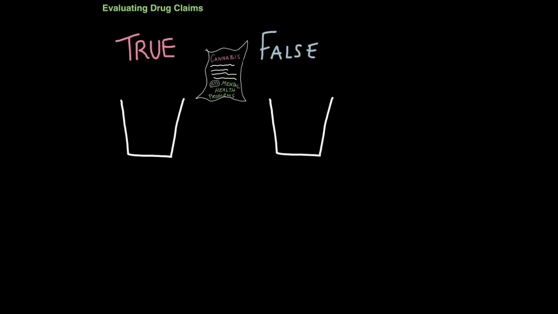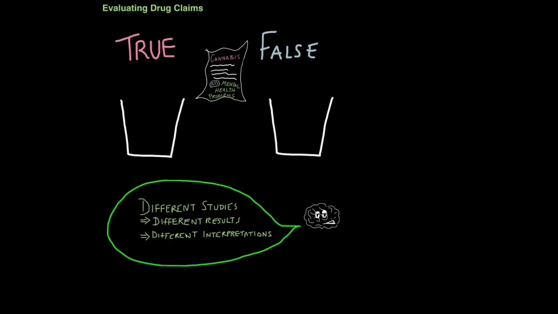Claim number 2, cannabis use causes mental health problems. Once again, we must look at the study behind this. While many different studies have been carried out, the studies have shown a great variation in results. In other words, not all the results say the same thing. And also, scientists have interpreted the results differently. In other words, they've drawn different conclusions based on their results.